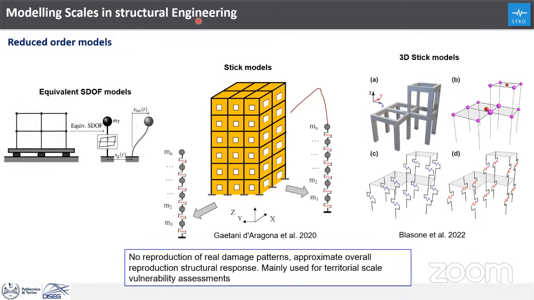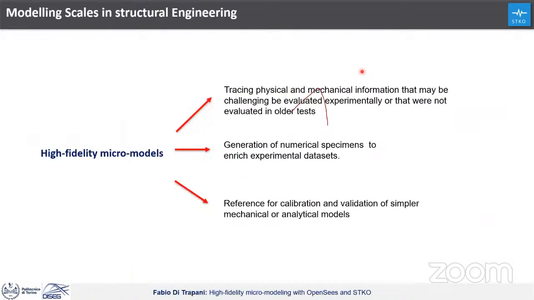And finally, we can go to very reduced models like the stick models that are sometimes used for territorial scale vulnerability assessment. We have some examples in the literature. But if we want to look inside, to high-fidelity micromodeling.